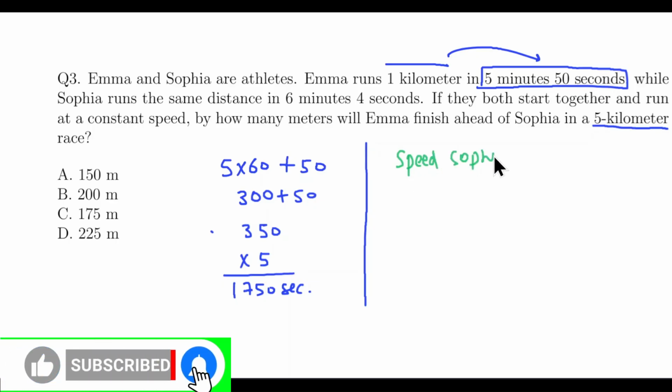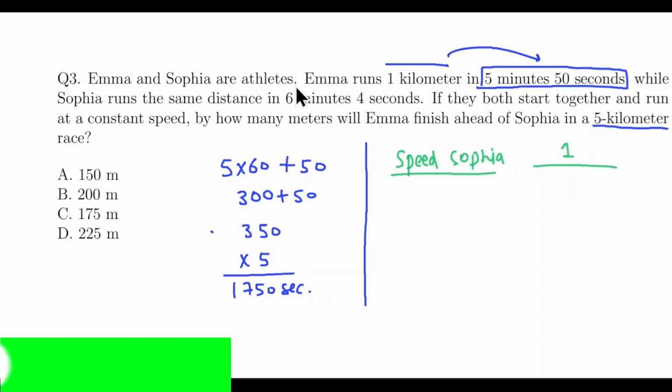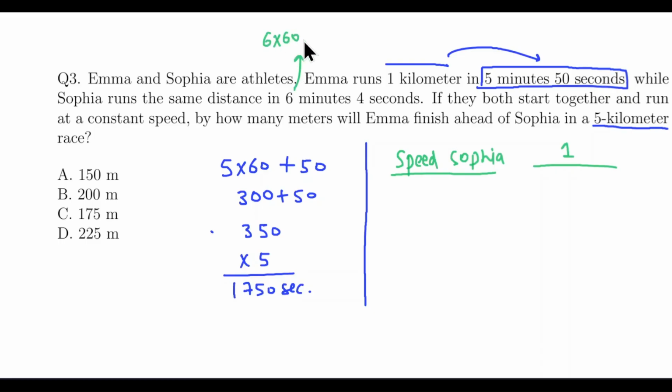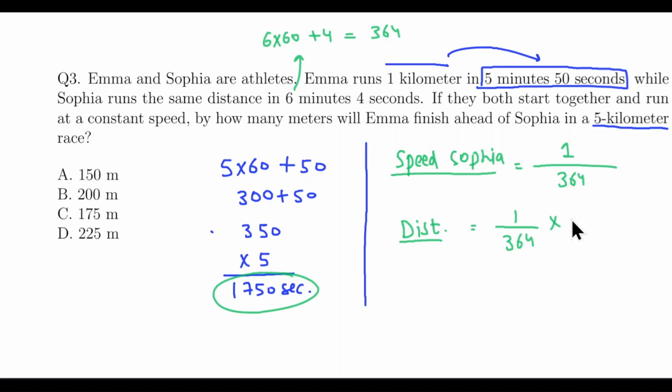Speed is given by distance over time. The distance that Sophia covers is 1 kilometer, and the time is again 6 minutes, which can be written as 6 times 60 and then another 4 seconds. So that will be 360 plus 4, which is 364. That's the speed. So the distance that Sophia will cover in this time will be speed times time. Speed is 1 over 364, I already got that, times the time when the race is finished, because Emma already finished the race. So we want to see where Sophia is at.